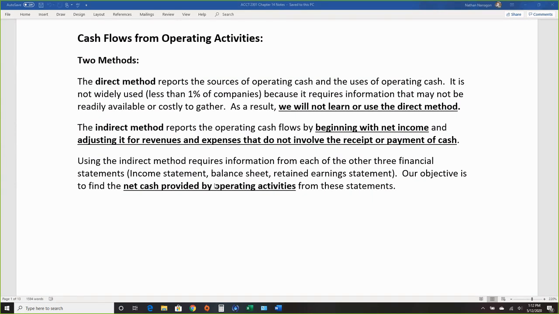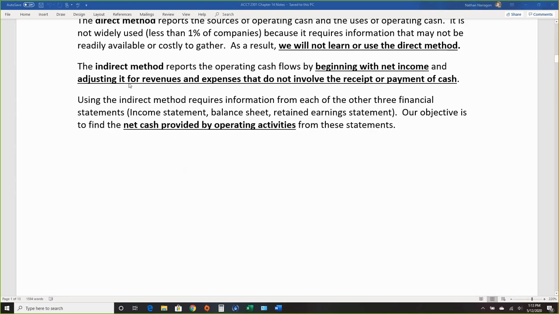And honestly, the only thing that's different in the direct and indirect is operating activities. Investing and financing are the same. So, again, if you want to go look at the direct method, you can. Okay? But we're not going to go over it.